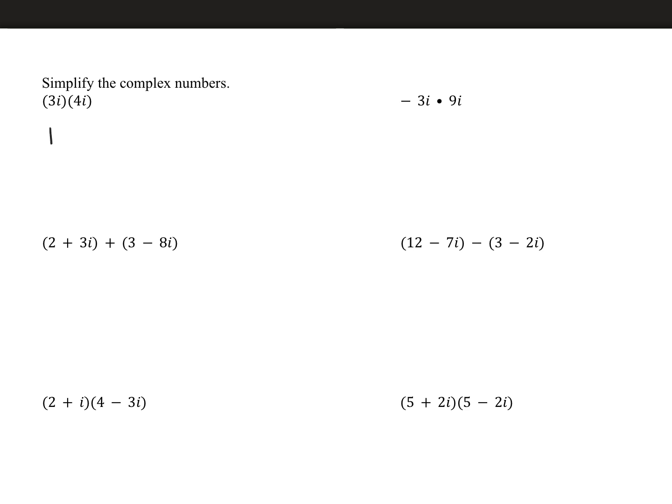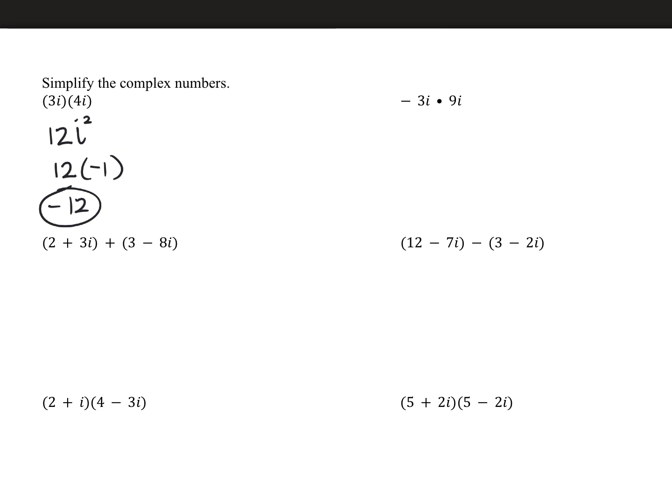3 times 4, which is 12. And when I do i times i, I treat it like a variable, I get i squared. Now, important thing to remember, i squared is -1. So this becomes 12 times -1, which is -12. So it is possible to multiply two complex numbers and get a negative number.